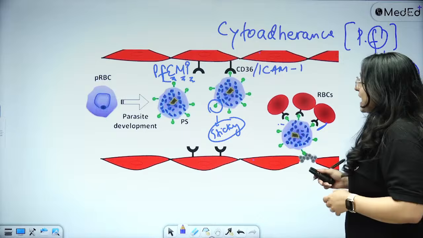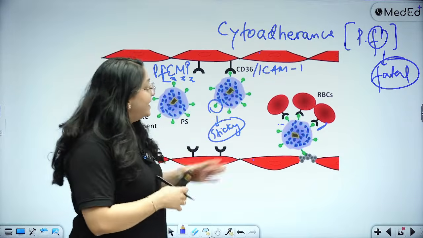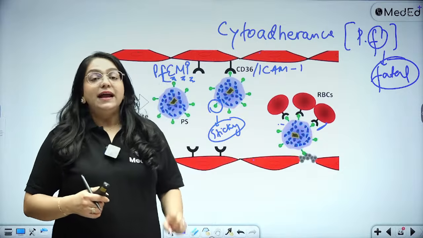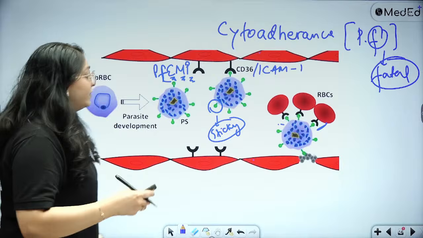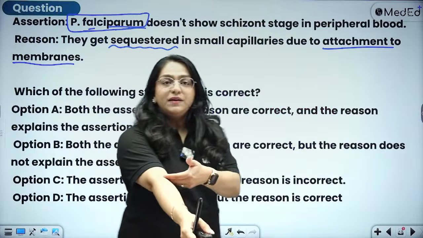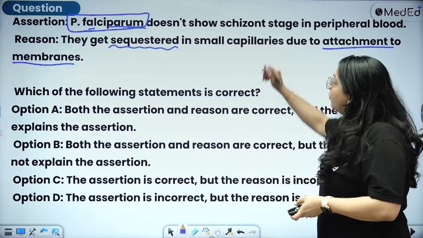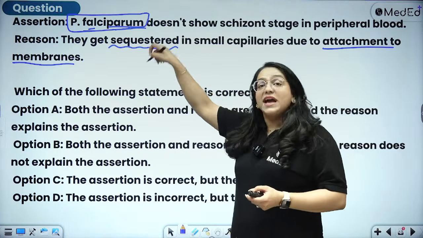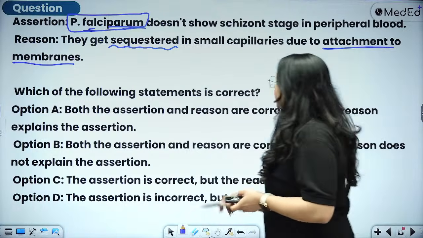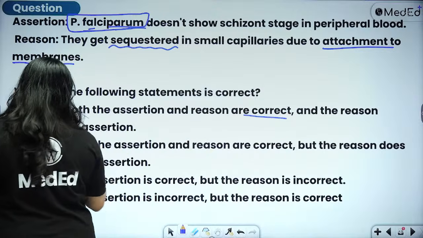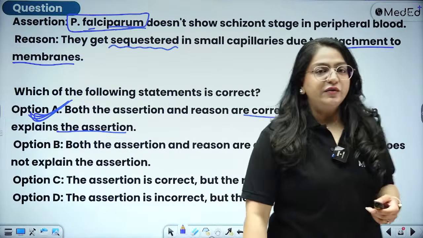that you see. And this is the reason that these parasitized RBCs have stuck and are hiding inside these small blood vessels, that they are not free to come out in the peripheral blood and be seen. Because what do we do when we make a diagnosis? We collect the blood from here. We don't collect the blood from the cerebral capillaries. So I feel that both are correct, and the reason is also explaining the assertion correctly. So what is this? Both assertion and reason are correct, and reason explains the assertion. So option A becomes your correct option out of these.